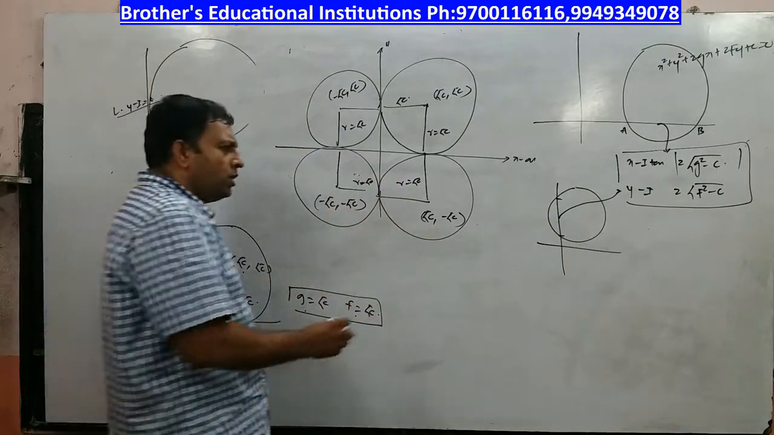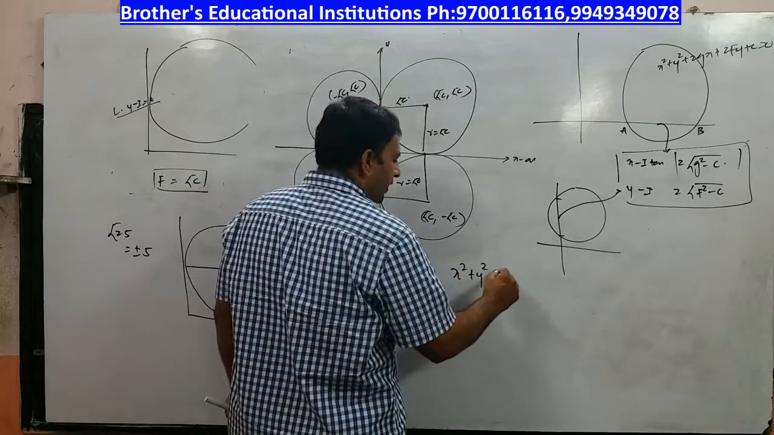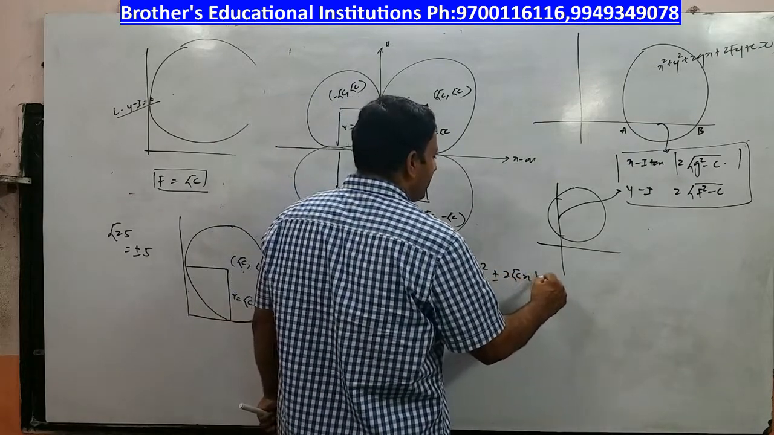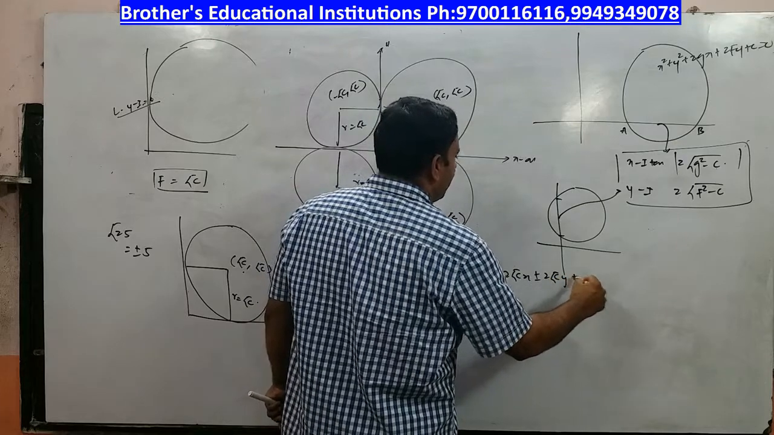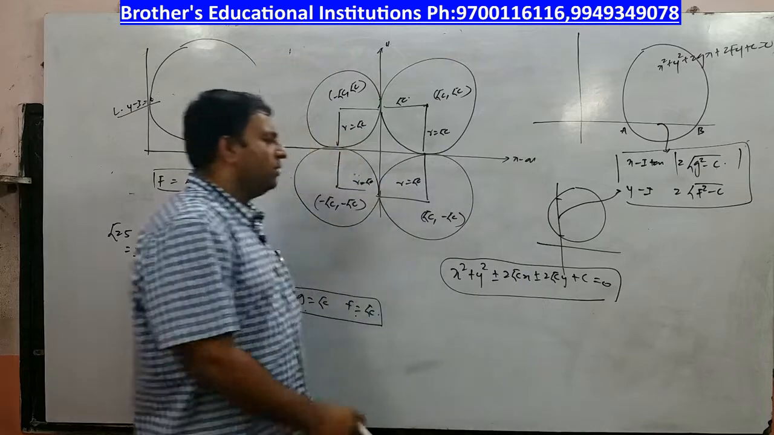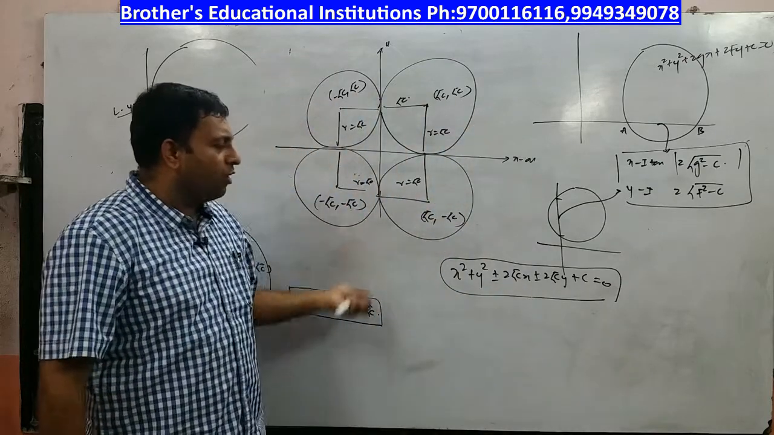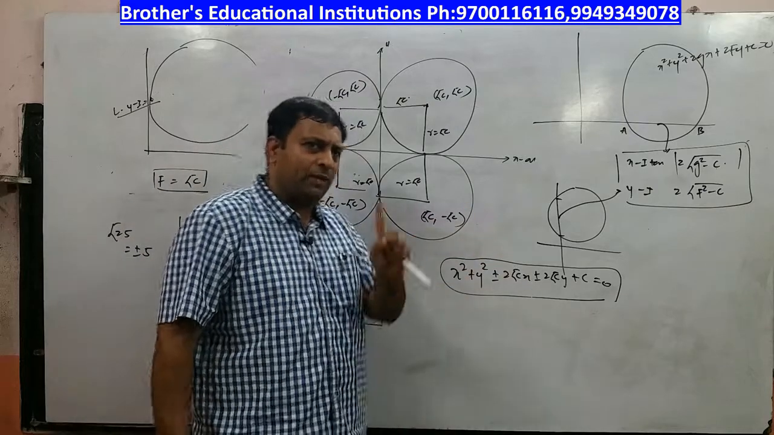And also you can write the equation of a circle touching both the coordinate axes as x square plus y square plus or minus 2 root c x plus or minus 2 root c y plus c is equal to 0. Alright, so plus or minus, 2 twos are 4 combinations you will get. Now which combination is where? Let me explain to you.